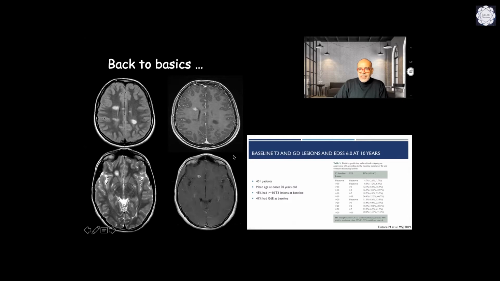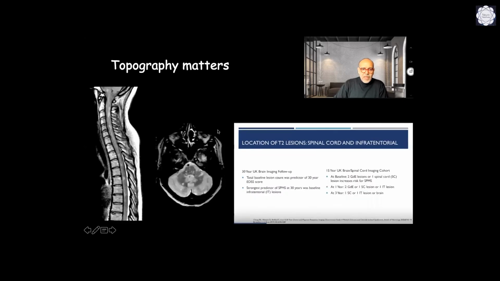This is still important. Another important point is the topography of the lesions. It is well known that the spinal cord lesions, as well as the brainstem and cerebellar lesions, are more dangerous. They imply worse prognosis and progression of the patients, and this may have to do with the specific T cell profile of the patient.